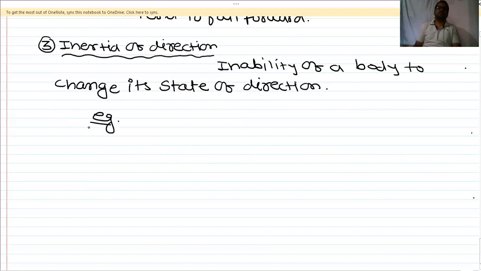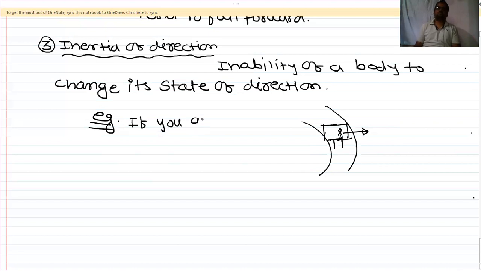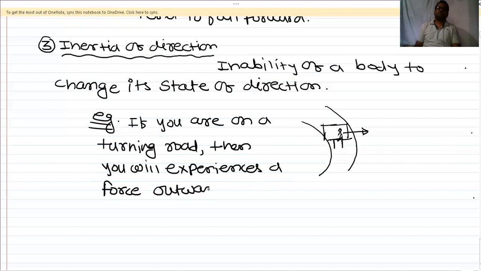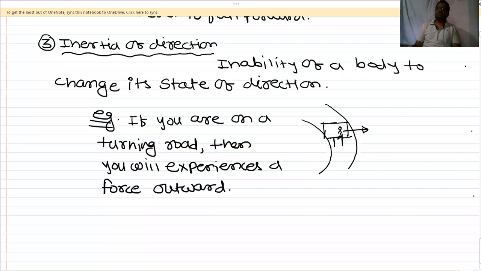An example is also very simple. If you are on a turning road, or you can say on a circular road, what will happen? You will feel a force outward, towards the window, isn't it? So you can write, if you are on a turning road, then you will experience a force outward, right? So this is the example of inertia of direction.